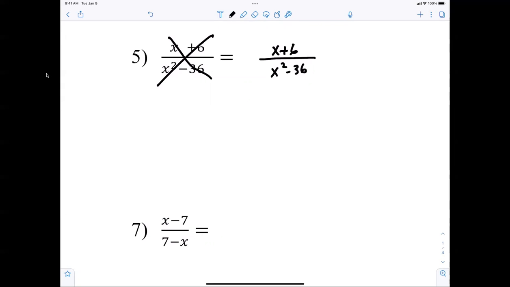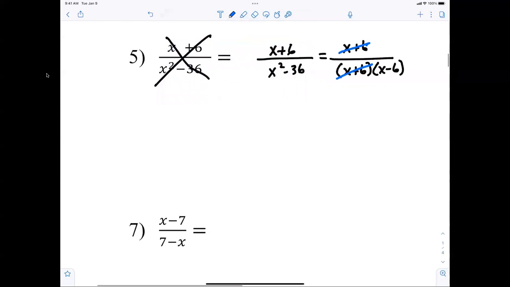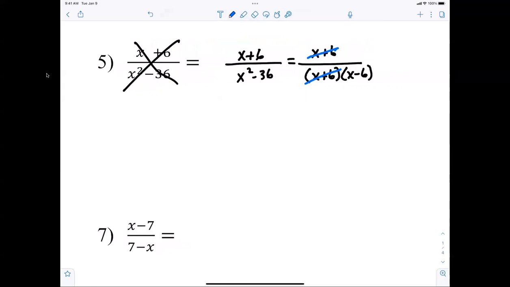So now what? What's true about x squared minus 36? It's x plus 6 times x minus 6, right? And so those cross out. So you're left with what? 1 over x minus 6. That's all it is.